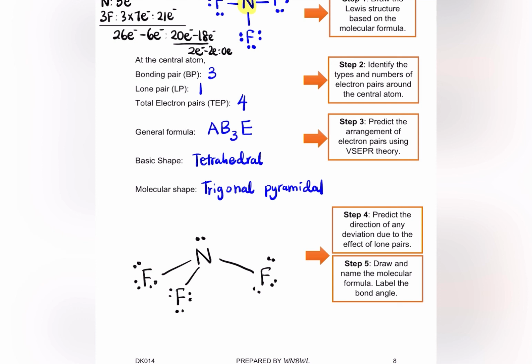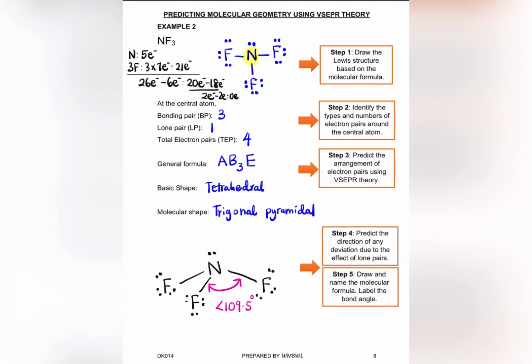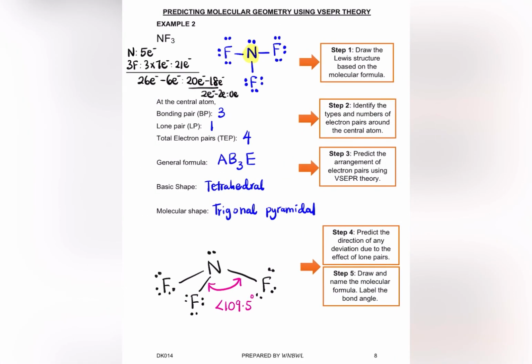And jangan lupa, last one, you have to label the bond angle. In this case, bond angle is going to be from here to here less than 109.5 degree. And this is the drawing of NF3 when you want to predict the molecular geometry by using VSEPR theory. So the concept is just the same, cuma dia punya bilangan bonding pair dengan lone pair tu berubah berdasarkan species yang awak dapat.